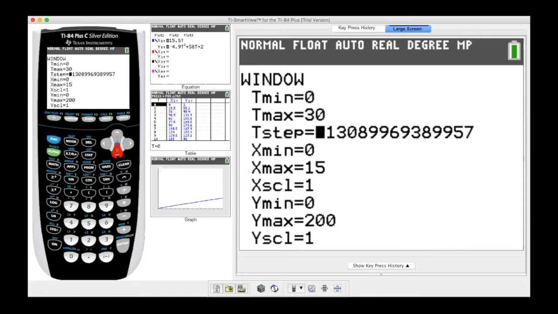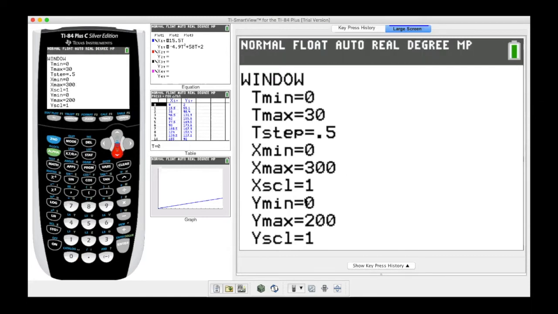T step is what you want the time change increment to be. I'm thinking let's be able to look at this in half-second steps. So I'm going to change that to 0.5. Going down, x min, remember x would be distance. So 0 would be starting right at where you shot the rocket. That's fine. X max would be how far did it go? I'm going to guess 300, no more than 300 feet. So I'm going to put in 300. X scale, you can leave at 1.